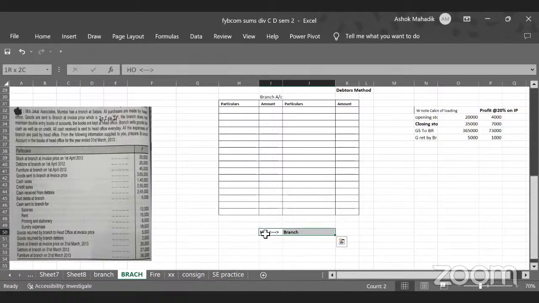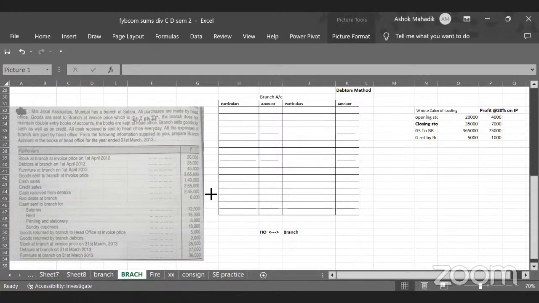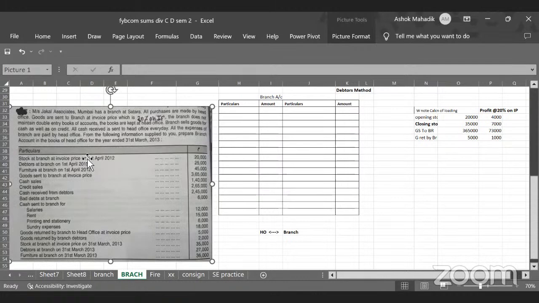What I told you, in DEBTORS method, you will record transactions in which head office and branch is involved. Okay, the rest you have to ignore. Okay, I'll show you one by one. We'll proceed now with the sum. The first para gives you information about profit percentage, which is 20% on invoice price. Okay. So let us start with the posting directly, students, and just increase the size of this question. It becomes legible to you.